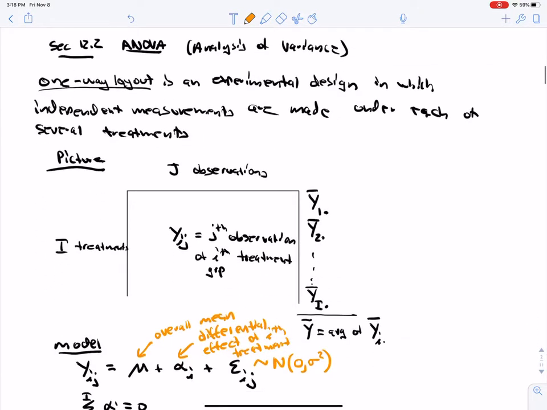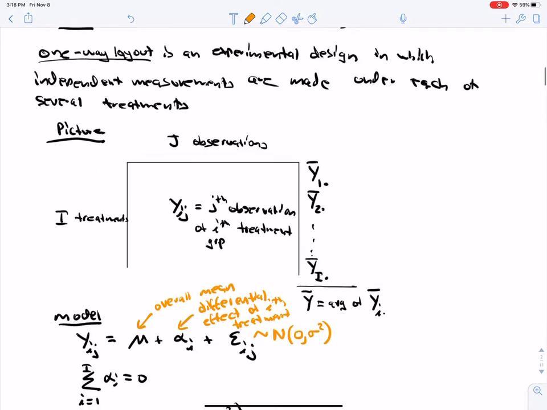So in particular, we're going to talk about a one-way layout, which is the simplest type of ANOVA. This is an experimental design in which independent measurements are made under each of several treatments. And so what we have is I treatment groups, each with J observations. Right now we'll assume for each treatment we have the same number of observations.